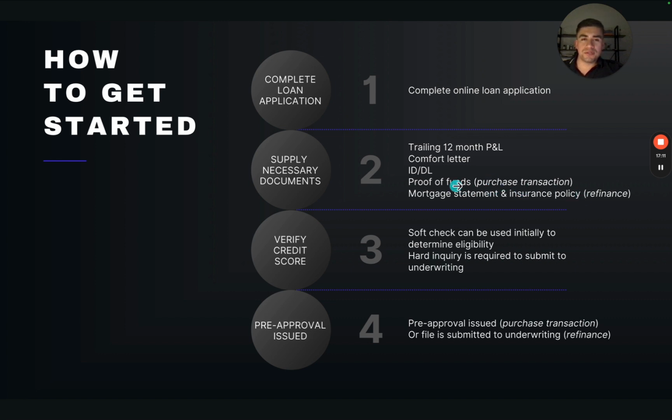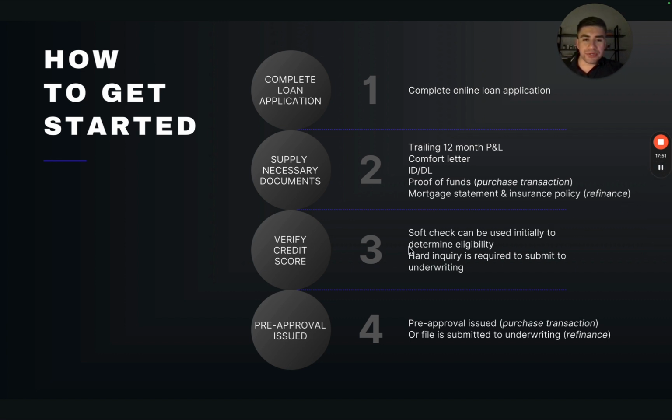So after we have the loan application and the documents, what we're going to do next is check your credit score. We can do that one of two ways. If you want to begin not fully committed and just see where you stand, we can do that with a soft check. A soft check will not result in an inquiry or affect your credit score, but it will give us all the information necessary to structure the file and really give you the full green light. And at that point, if you're ready to go, we can proceed with a hard inquiry. A hard inquiry would be required in order to submit the file to underwriting.